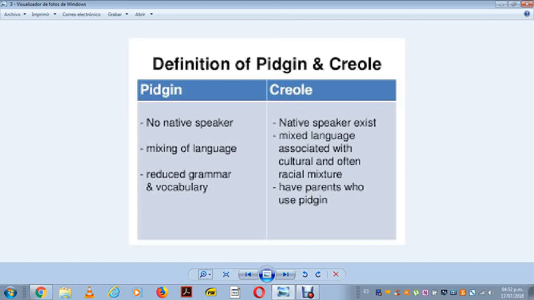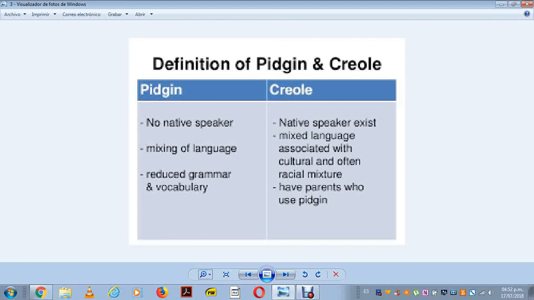But they don't use the English in a complete way. They use reduced grammar and vocabulary. They use the English in a simplified way. They take some aspects of English or the language that is more dominant.